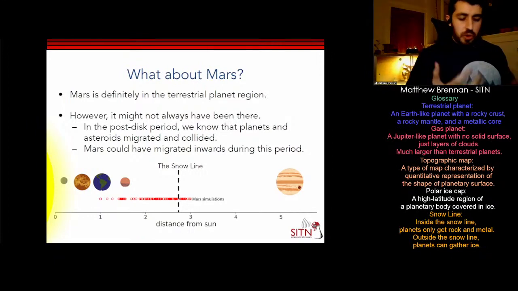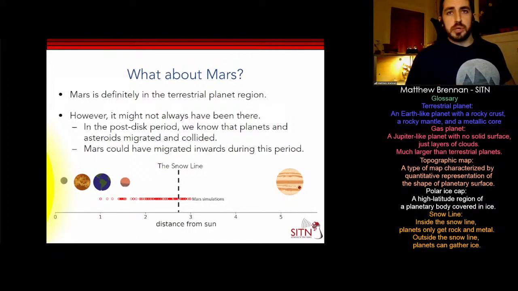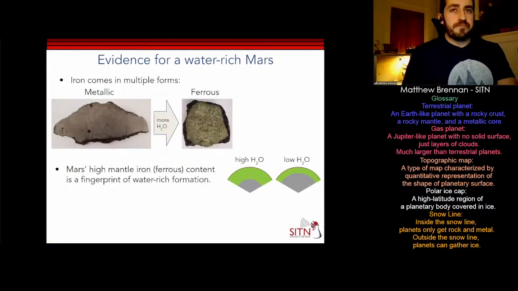This isn't total speculation because there is some circumstantial evidence that suggests that Mars actually accreted wet. Accreted means that it grew. So Mars grew in a location with a lot of water. And this goes back to the difference between the types of iron, which I mentioned earlier.